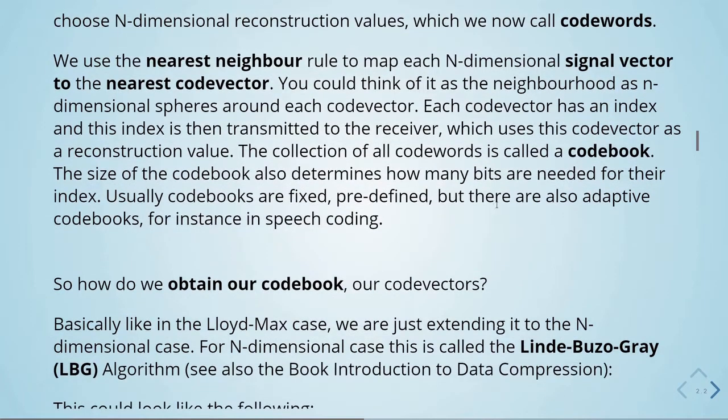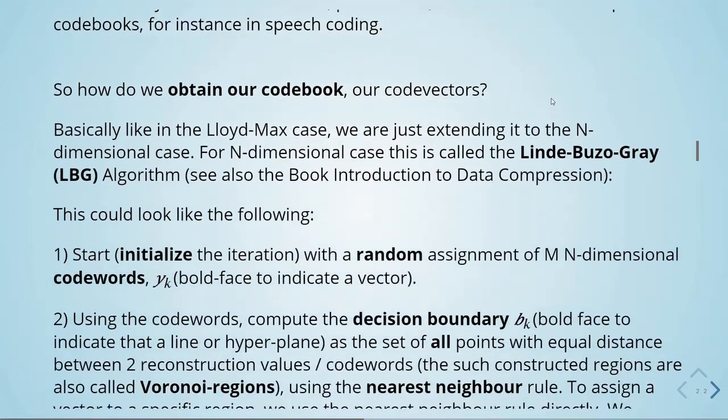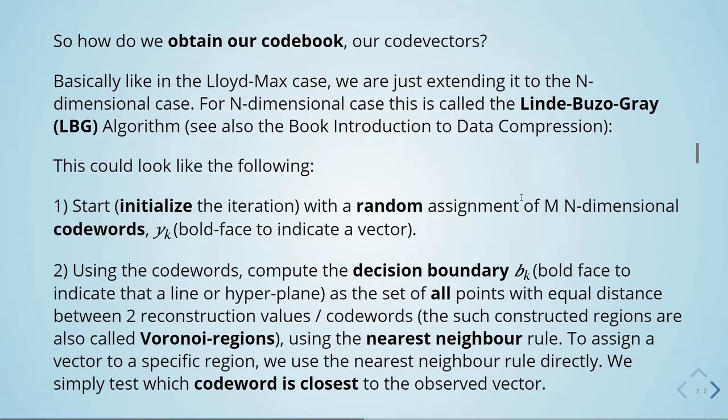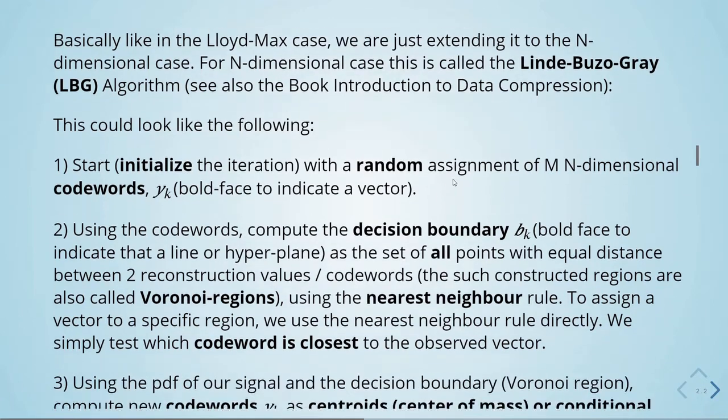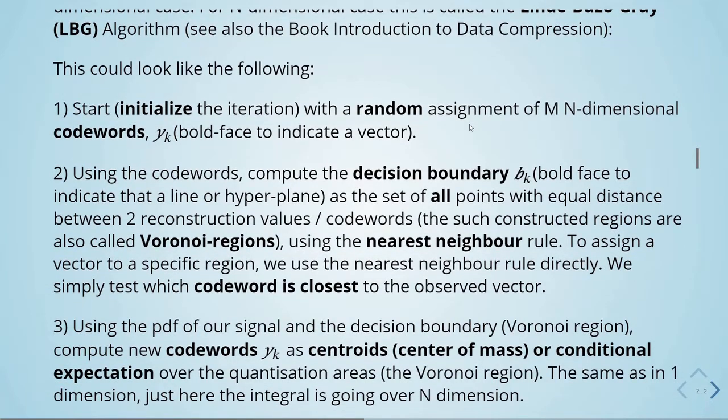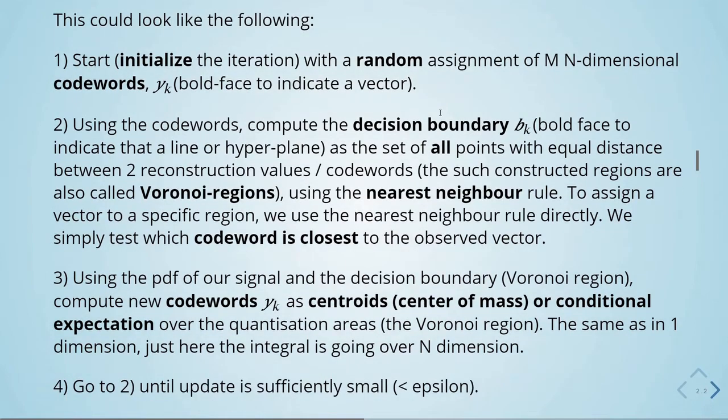And how do we obtain our codebook or our code vectors? Basically, like in the Lloyd-Max case, we're just extending it to the any-dimensional case. For the any-dimensional case, this is called the Linde-Buzo-Gray algorithm, and it looks like the following. We initialize the iteration with a random assignment of m any-dimensional code words, y_k, a vector. Then using the code words, we compute the decision boundary b_k as the set of all points with equal distance between two reconstruction values, two code words.